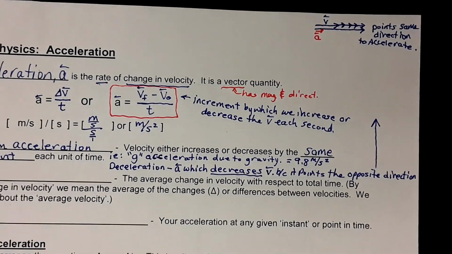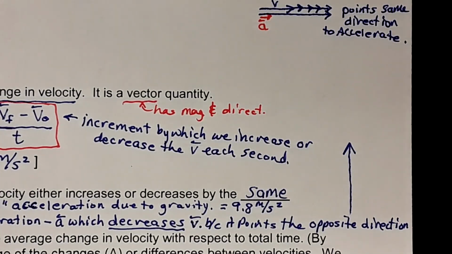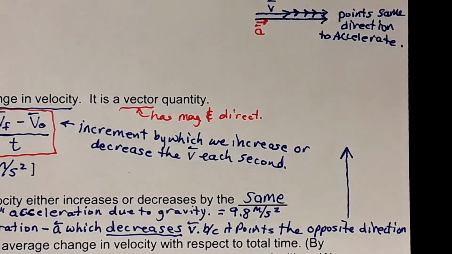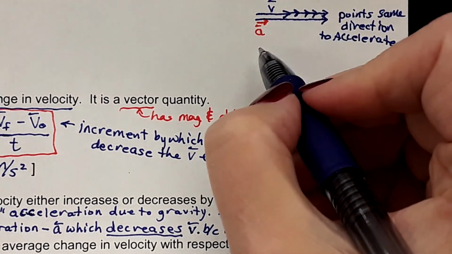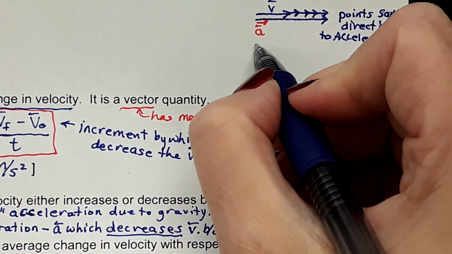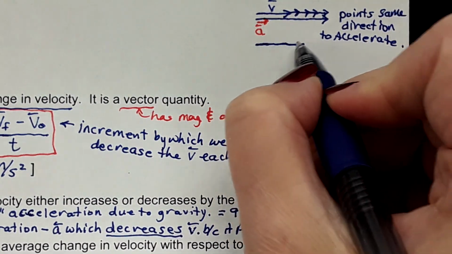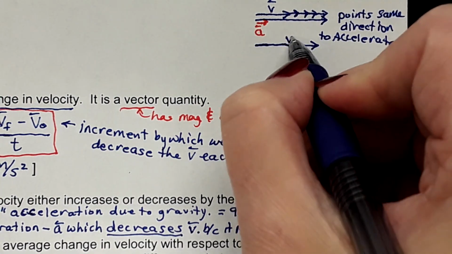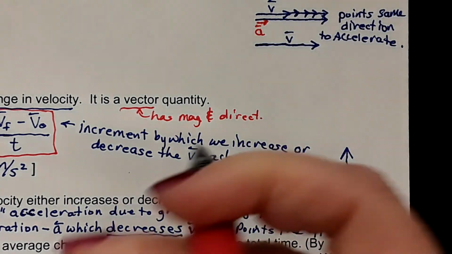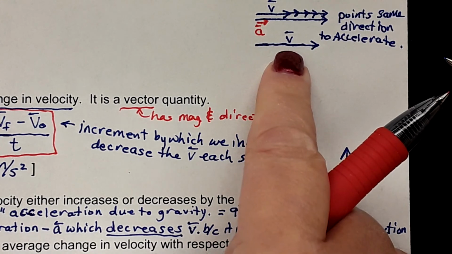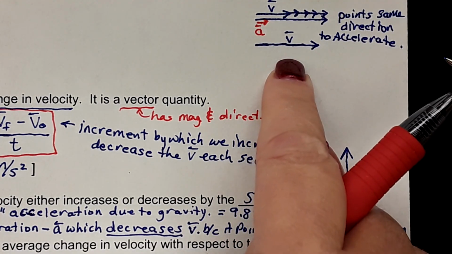All right, points the same direction to accelerate. But what if you want to slow down? You look up ahead and ooh, all right, the light is red and you want to slow down. So here's your velocity now. And now you want to slow down. How do you do that? How do you make this vector smaller?